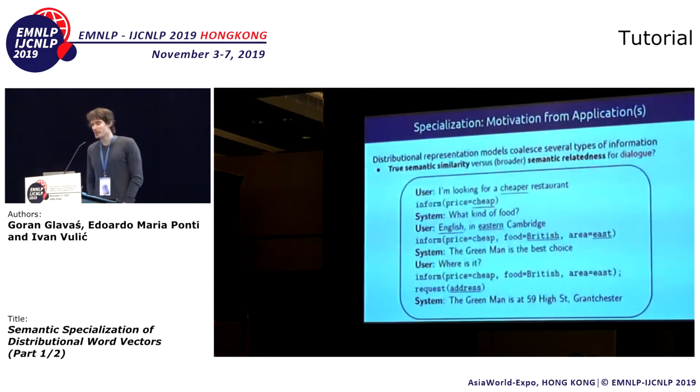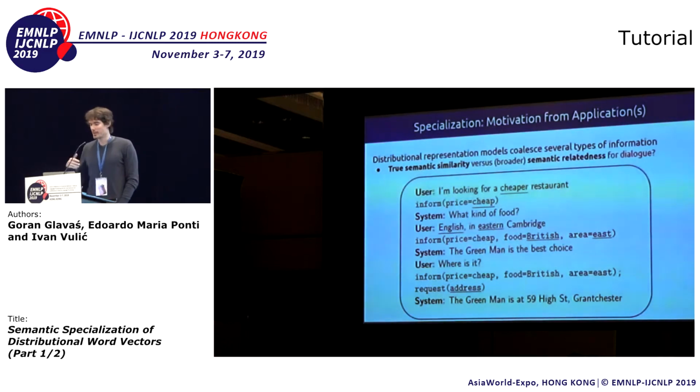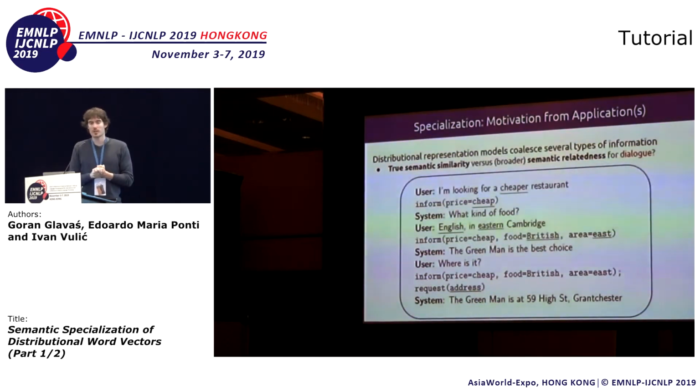Well motivated from an example that I often like to give: why we need to specialize our distributional vectors, for example, to differentiate between true semantic similarity and broader conceptual association or relatedness. You often want to make this distinction for language understanding applications like dialogue. If you want a data-driven language understanding system for dialogue that performs dialogue state tracking, you don't want to mix up cheap and expensive, or British and Spanish, etc. Although from a relatedness perspective, these are considered related.